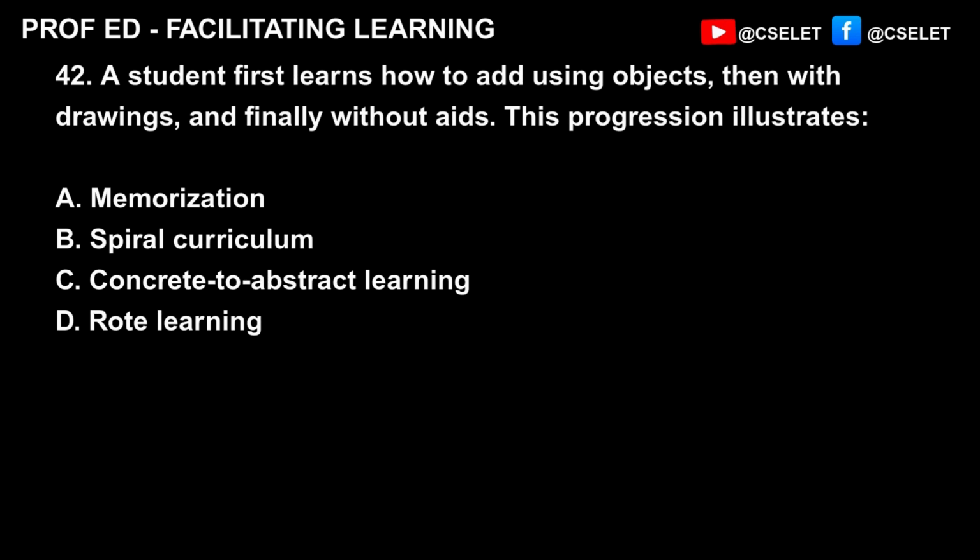A student first learns how to add using objects, then with drawings, and finally without aids. This progression illustrates A. Memorization, B. Spiral curriculum, C. Concrete to abstract learning, D. Rote learning.